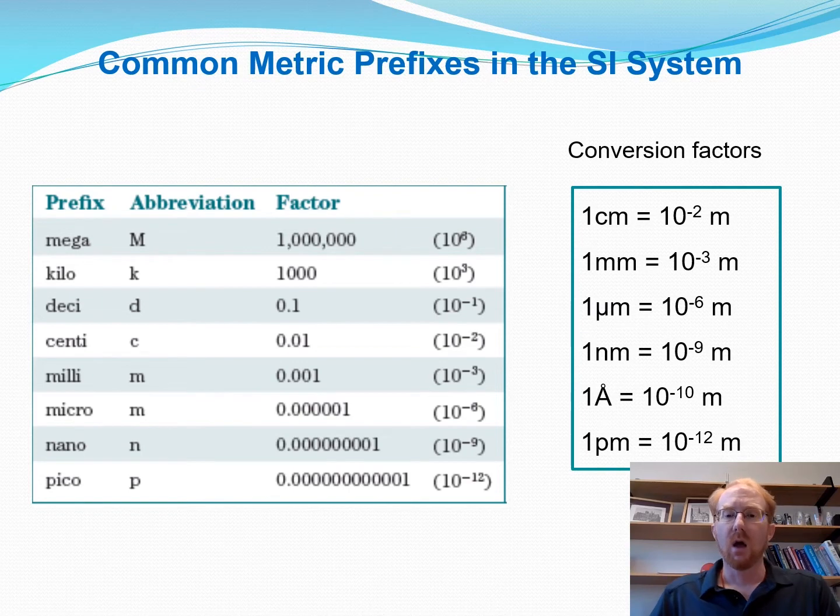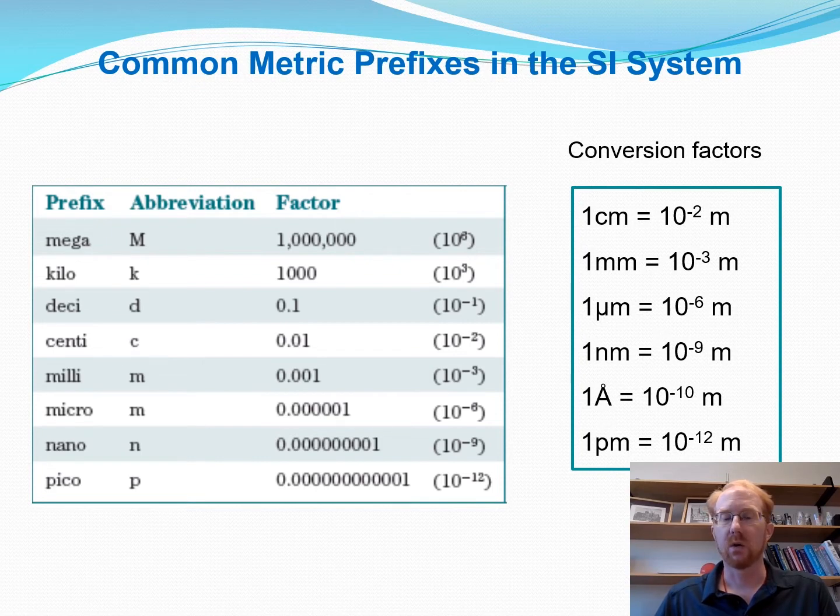So we have what we call conversion factors, how we can help switch between one set of units and another. And that's just a matter of applying these prefixes to our base unit. So in terms of length, our base unit is meters. So 1 centimeter is 10 to the negative 2 meters. 1 millimeter is 10 to the negative 3 meters. 1 nanometer is 10 to the negative 9 meters. And we can go from there.